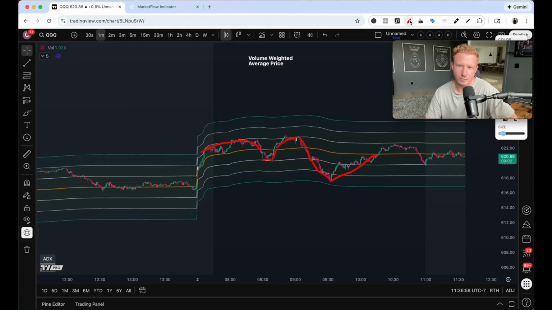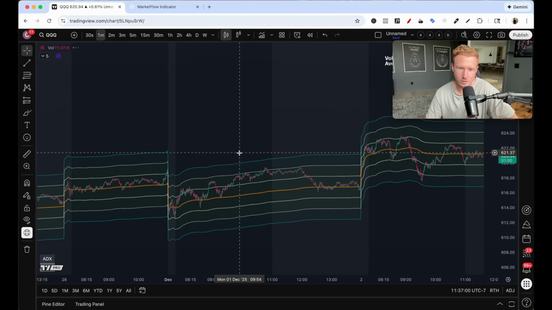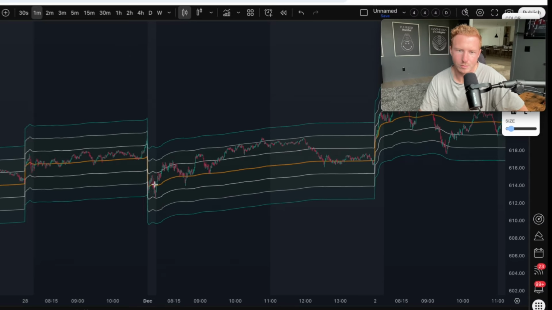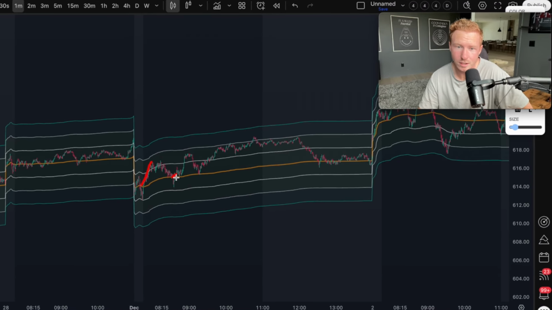Now, the next thing that could happen, and we can go to another day, is where price stays a little bit more above the fair value price, right? Meaning maybe the trend is stronger, there's just more buyers in the market, and the price isn't as likely to come back to that fair value, even though it did towards the end of the day, right?